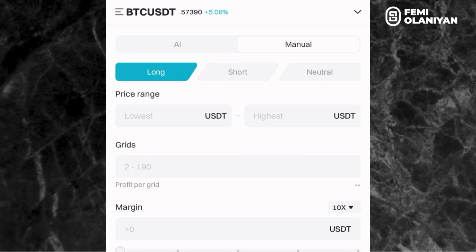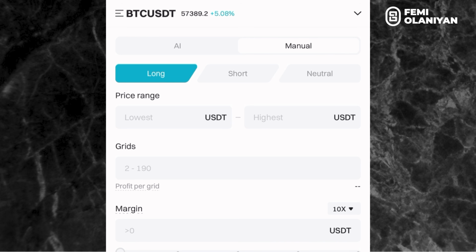So that's the first decision you have to make. Remember, this is a trading bot you are creating yourself. So this has nothing to do with AI at all. Take note, you are creating this yourself. So any profit or loss you make with this is on you. So you have to take note of that.